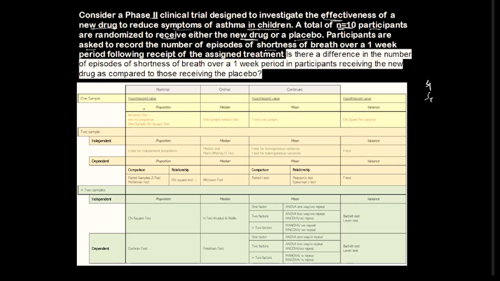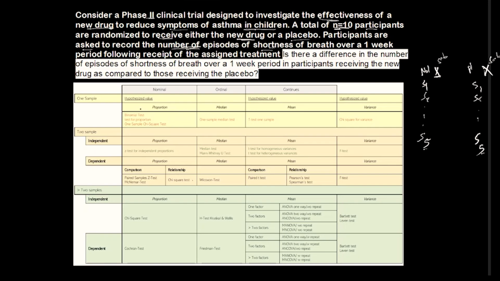I've got 5 of them and another 5 of them. So the first 5 receive the new drug, and the other group of children receive the placebo. Now, what is being recorded is the number of episodes of shortness of breath. This is my X, the number of shortness of breath episodes, and then you record the number here.